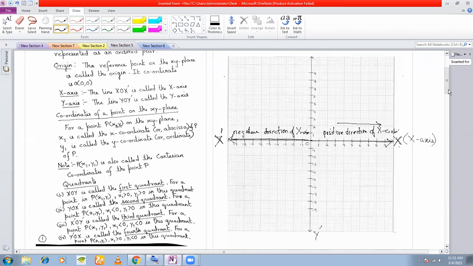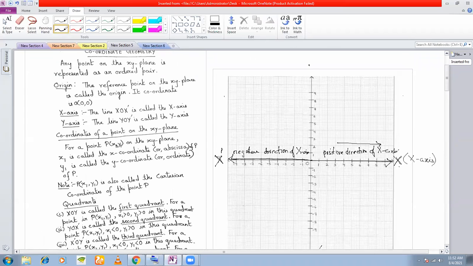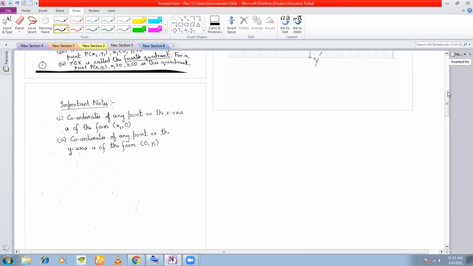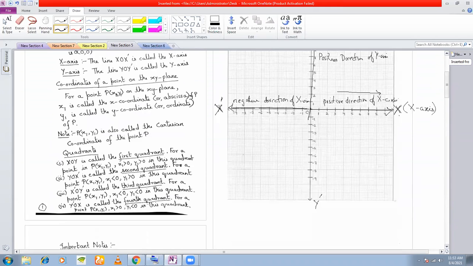Similarly for y, this is your y, this is your positive direction of y-axis. Starting from the origin, this is your positive direction. And similarly here is the negative direction of y-axis, starting from the origin. So wherever we are going to move, we are going to start from the origin. That is what you must bear in mind.